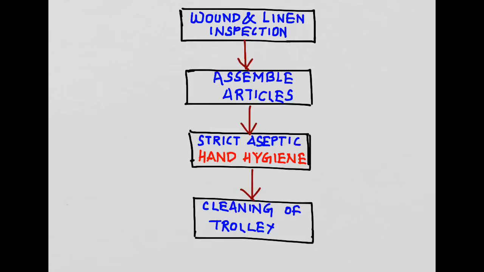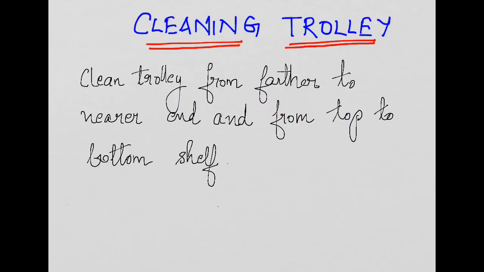Then we have to do the wound and linen inspection and verbalize whether it is clean or not. Then we have to assemble the articles and follow strict aseptic technique for hand hygiene, and you have to do the 7 steps recommended by WHO guidelines each time you do hand hygiene. Then next comes the cleaning of the trolley, which is also quite important. You have to clean the trolley from farther to nearer end and from top to bottom shelf.